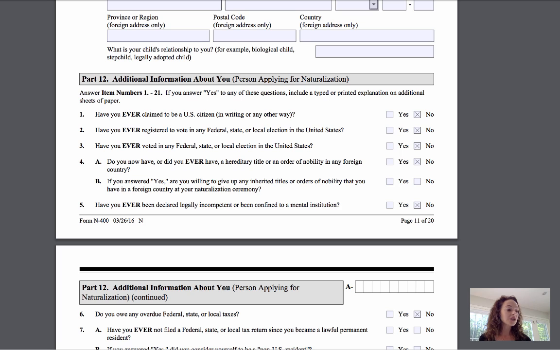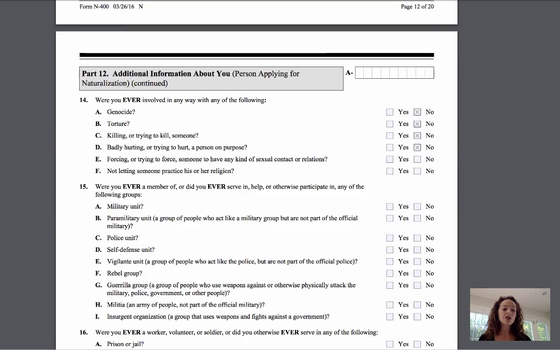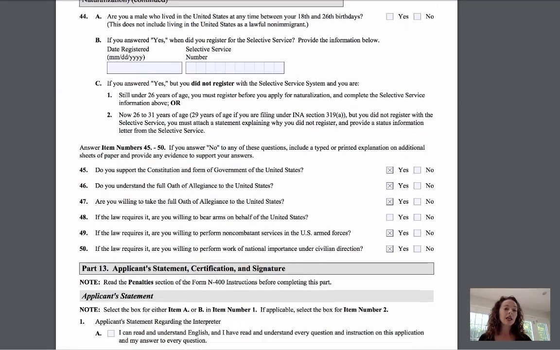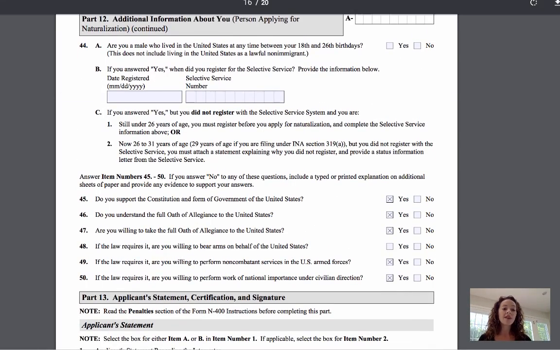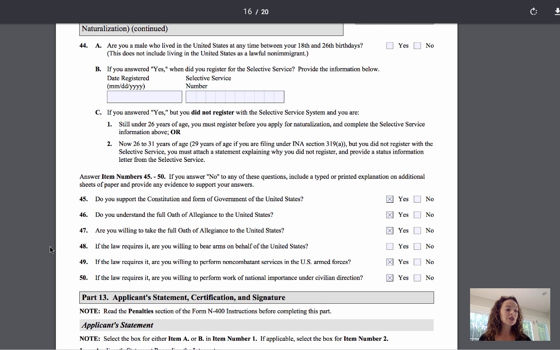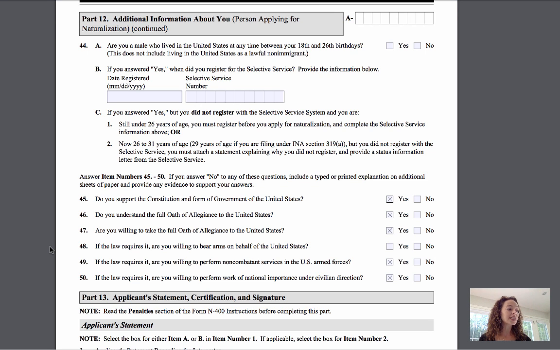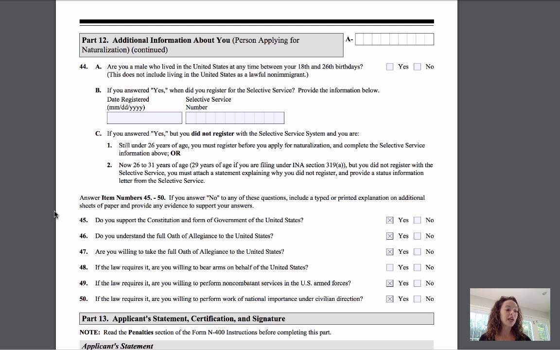If you answer yes to any of the questions in items number 1 through 44 in this part, you need to include a typed or printed explanation on a separate sheet of paper. You may also provide evidence to support your answers. And then, if you answer no to any of the questions in items 45 through 50, you're going to do the same. You're going to include a typed or printed explanation on a separate sheet of paper.